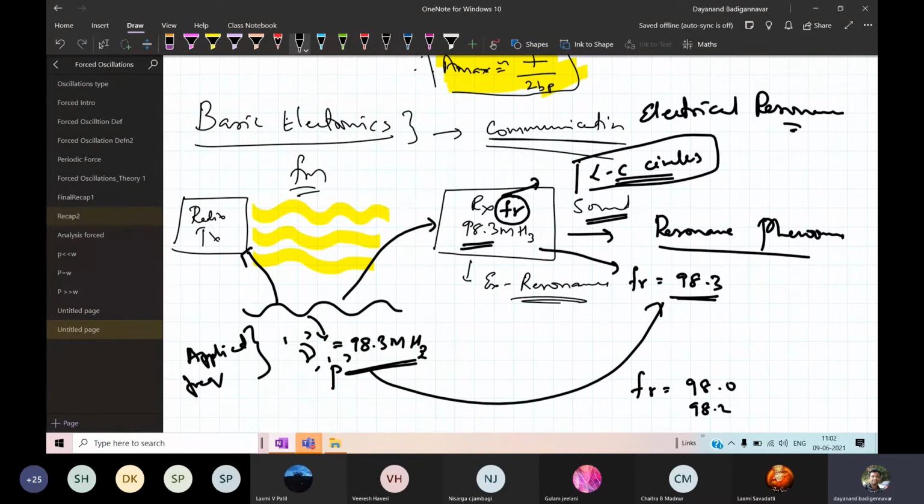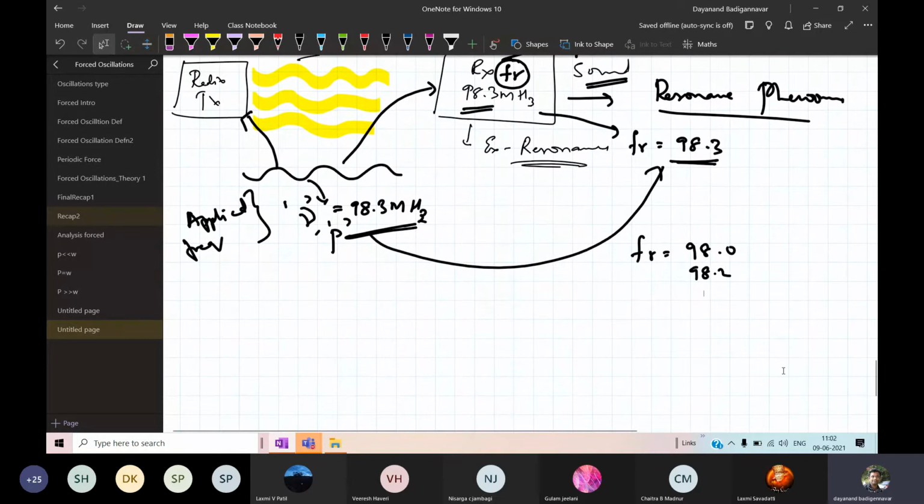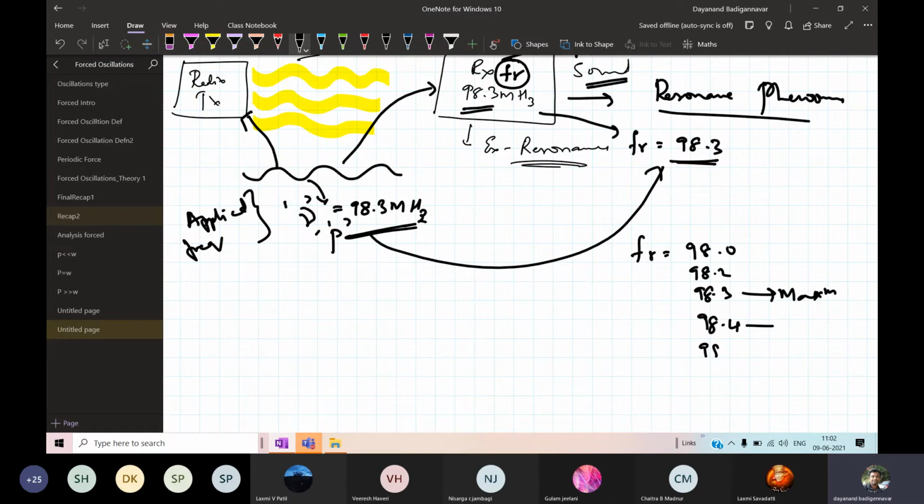Except 98.3, okay. If 98.3 is clear and I increase it to 98.4, then it is not clear. Here it is the maximum, clear sound. 98.4 is not clear, 98.5 is not clear. Only at this frequency you are getting the maximum clear sound, so this is called as the resonating frequency.